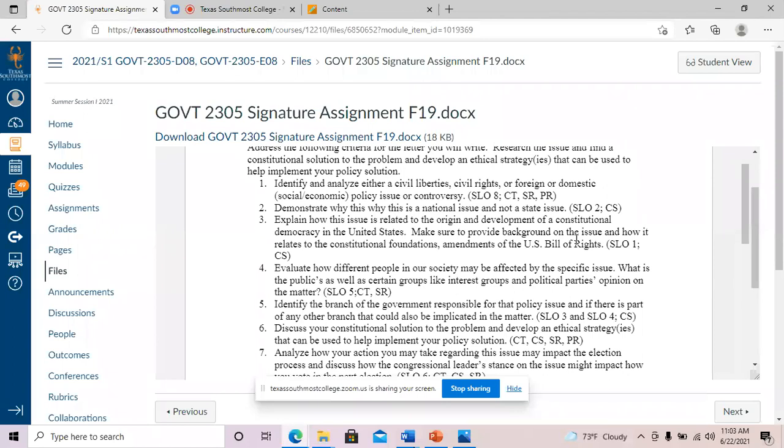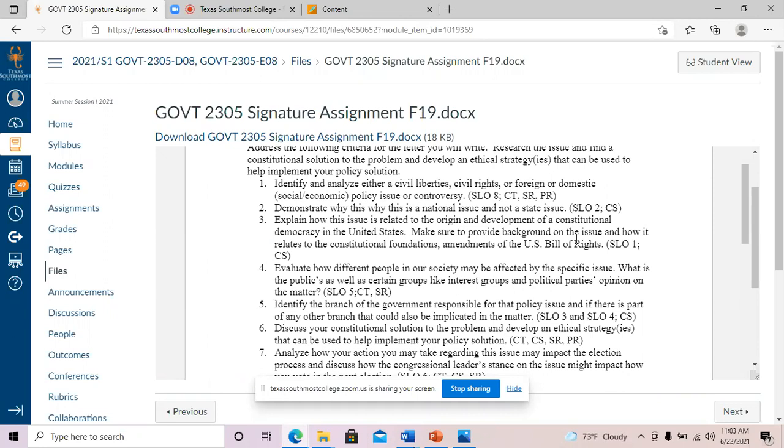So demonstrate why this is a national issue and not a state issue. Okay, so immigration. Immigration is a national issue because if we remember Article 1, Section 8 of the Constitution, we talked about the duties and responsibilities of Congress, right? We talked about how that's Congress's job description. Remember that one of those provisions is immigration. It's called naturalization, and it's a different word, but basically that's what it means. It means immigration. So because immigration is mentioned as a power and responsibility of Congress in Article 1, Section 8, that is why immigration is a national issue.